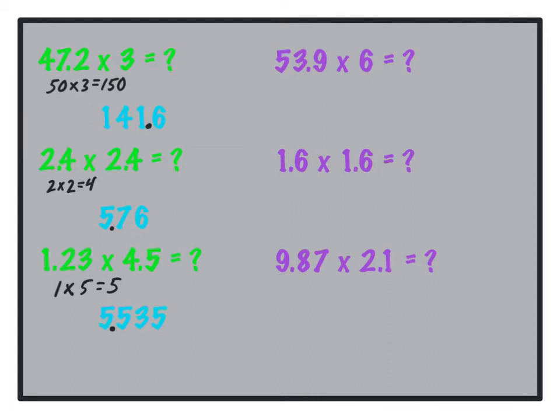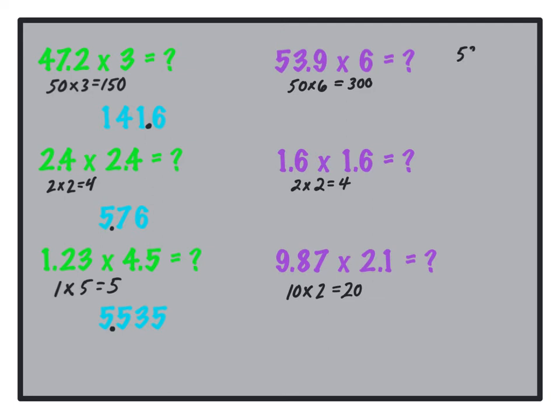Now for these next 3, we will go ahead and do our estimates, but here we are actually going to work through some of the multiplication, just in case you forgot how to do it. And then we'll put our decimals in at the end. So 53 9/10 times 6, I can make that 50 times 6, which is 300. And then we have 1 6/10 times 1 6/10 will be 2 times 2, which gives me 4. And our last problem to practice with is 9 87/100 times 2 1/10. 9 87/100, go ahead and call that 10, sorry, times 2 equals 20. Now we'll come back and actually set up the multiplication for these problems.